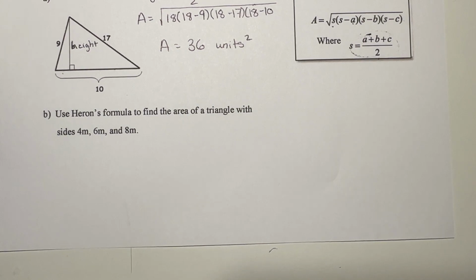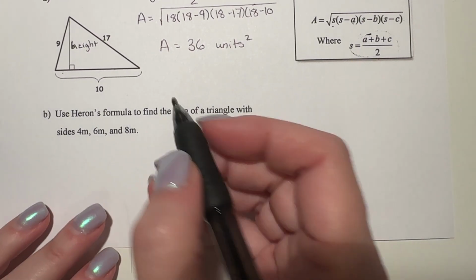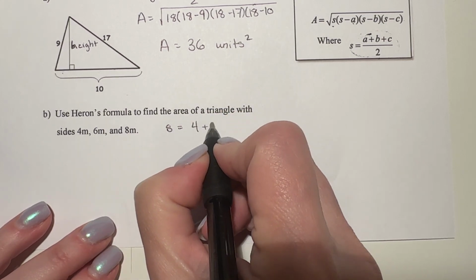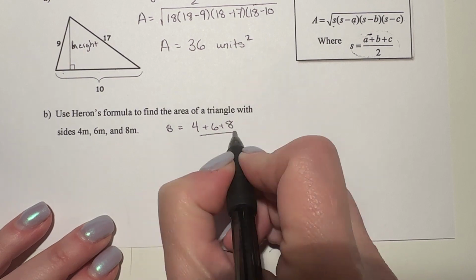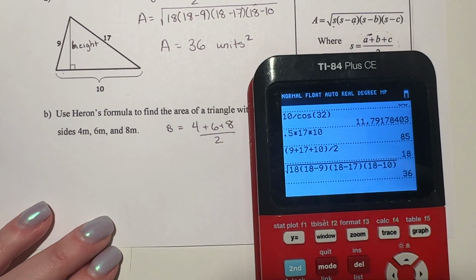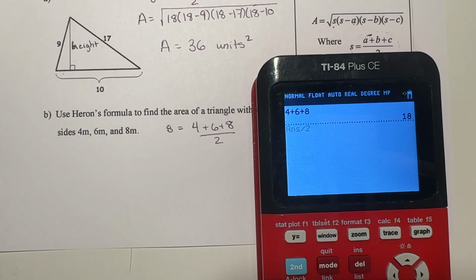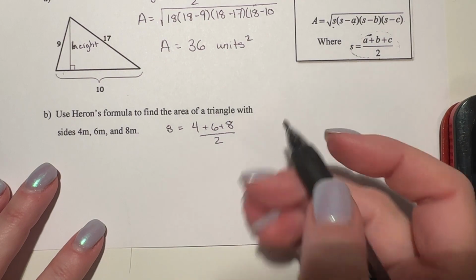So again, I've got a triangle with side lengths of 6, 4, and 8. Sorry, I said those in the wrong order. Let's find S first. So that's 4 plus 6 plus 8 divided by 2. Again, let's verify everything with our calculator. So 4 plus 6 plus 8 divided by 2, and I get 9.